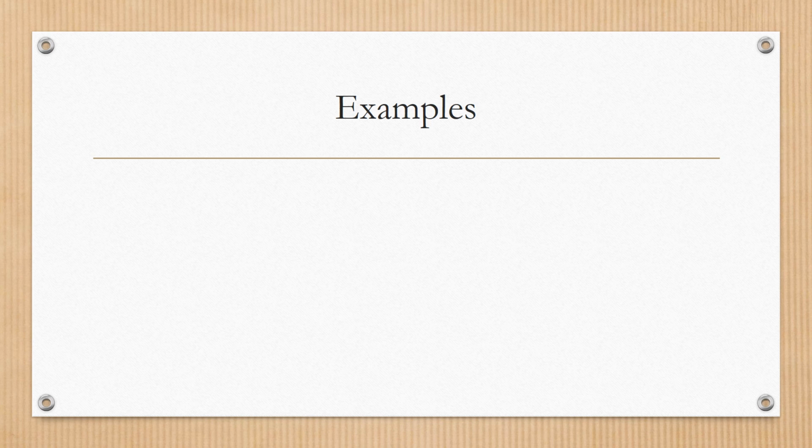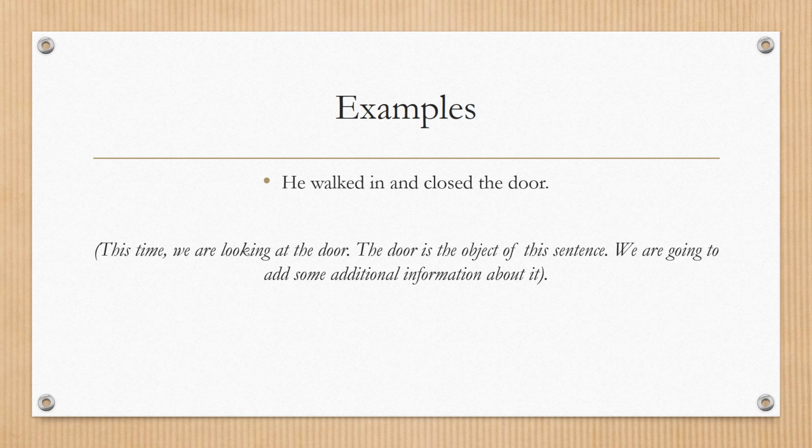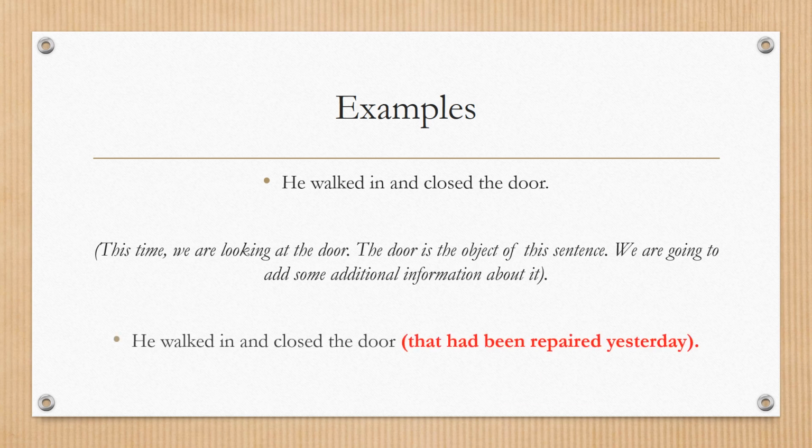And finally, one more example. The sentence currently reads, he walked in and closed the door. This time, however, we're going to look at the door. Now, the door is a noun, and it's actually the object of this sentence. We begin by talking about this person walking in, and then it's the door that's closed. It's the object of the sentence, but we can still add additional information about it, as follows.